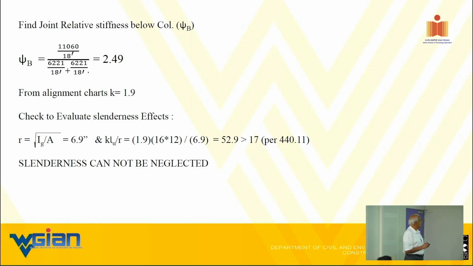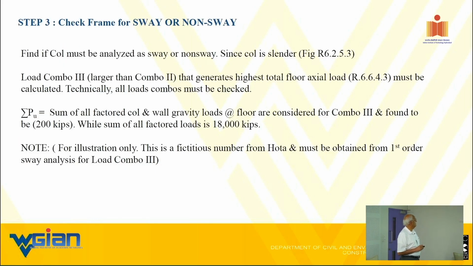So, the slenderness effect, KL over r. What does this mean? This means you cannot neglect the slenderness effect. Check the frame for sway or non-sway. Maybe we should stop. Oh no, we have some time. So find if the column must be analyzed as sway or non-sway.